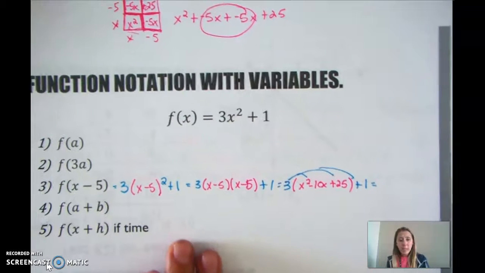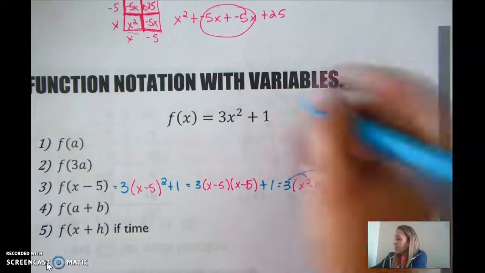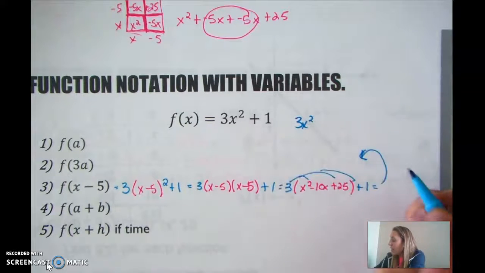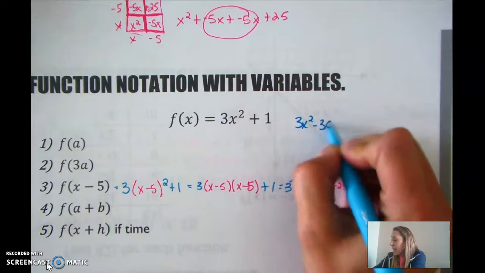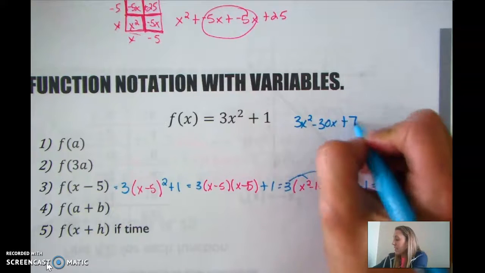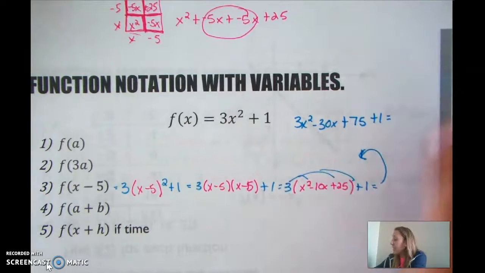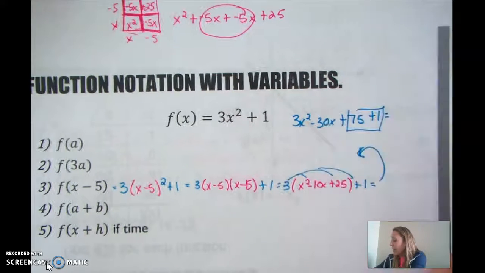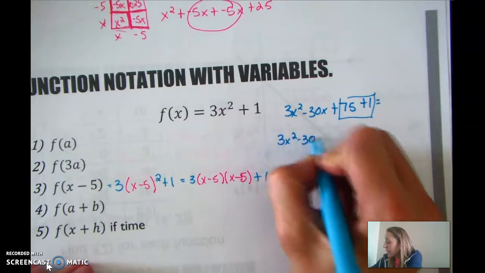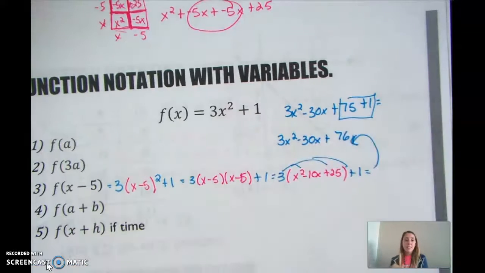Okay, since I'm running out of space right here, I'm going to go ahead and write my answer up here. So I get 3 times x squared, which is 3x squared. 3 times negative 10 is negative 30x. 3 times 25 is a positive 75. And then I just have that plus 1. I'm still not done. I need to combine these like terms right here. So my final answer is 3x squared minus 30x plus 76, because 75 plus 1 is 76.